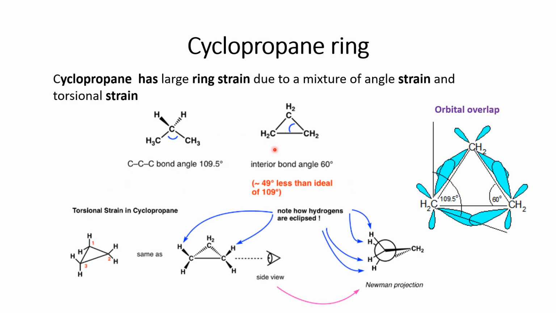The next one, ring opening reactions. So here we'll be discussing the ring opening reactions of cyclopropane. Cyclopropane has large ring strain due to a mixture of angle strain and torsional strain. So this is the structure CH2, CH2, CH2. Here the bond is said to be broken between 1 and 3. Let us see the products.